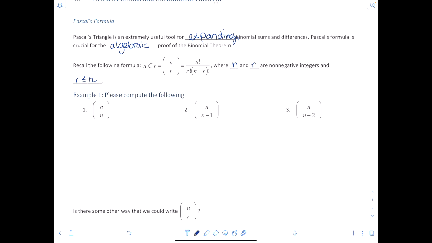If we were to write all this out, this first one would be equivalent to N factorial divided by N factorial times the quantity N minus N factorial, which is, we can divide out these N factorials to be 1. We would have 1 over 0 factorial. And remember, you get the multiplicative identity for 0 factorial, and that is 1. So N choose N, long story short, is 1.